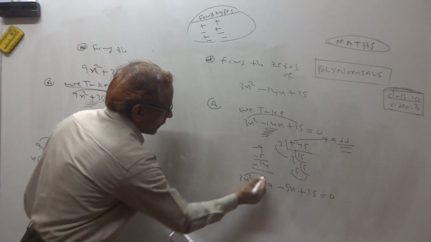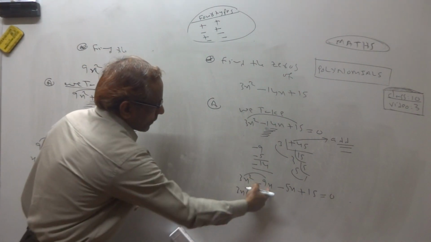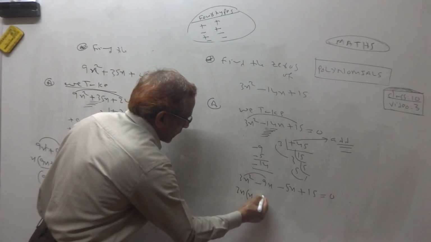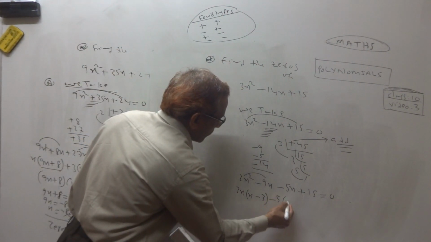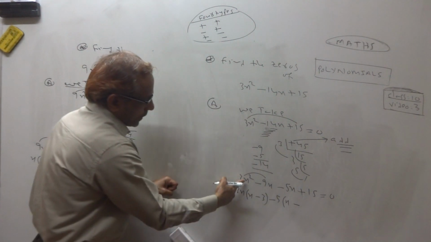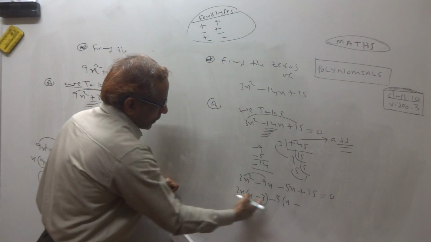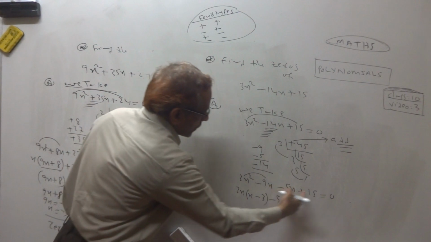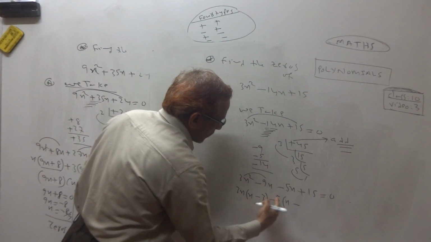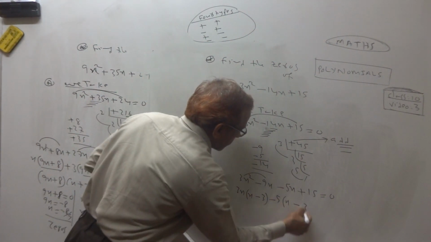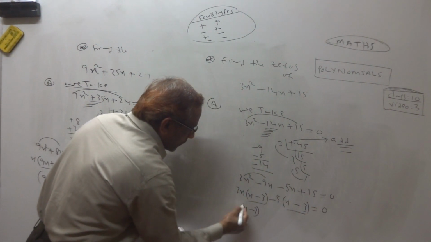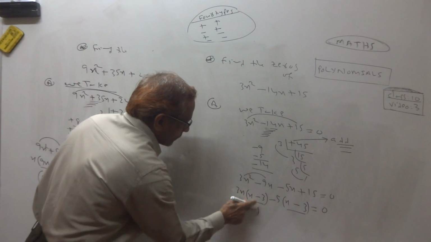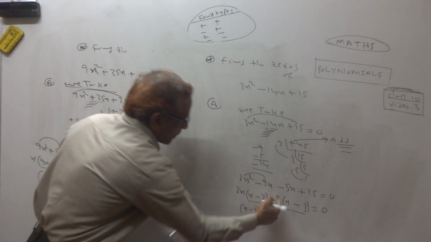What is common here? 3x. 3x is common, so x minus 3. 3 threes are 9. Here 5 is common. 3x common, so x left. 3 threes are 9, x is common. In these two 5 is common. X left, minus into plus is minus. 5 threes are 15. This and this are the same, one factor. What is the second factor? 3x minus 5.